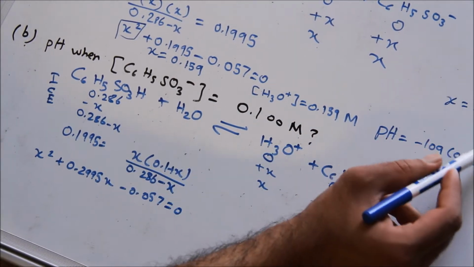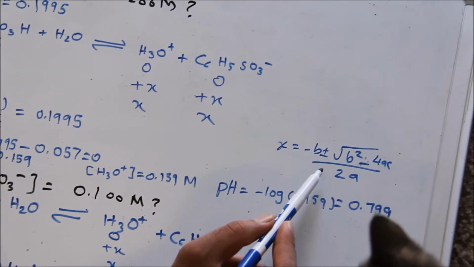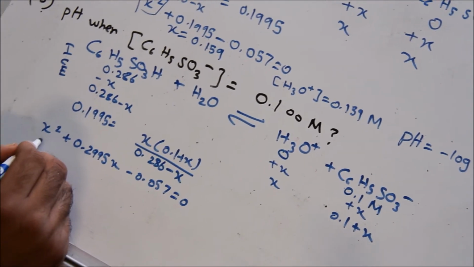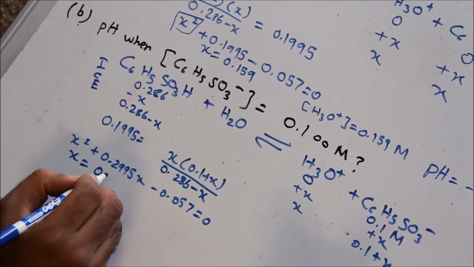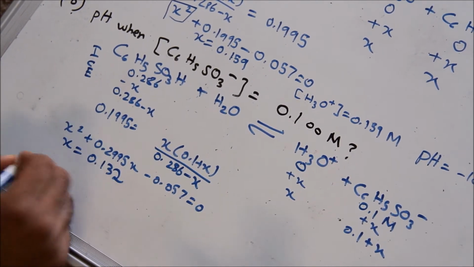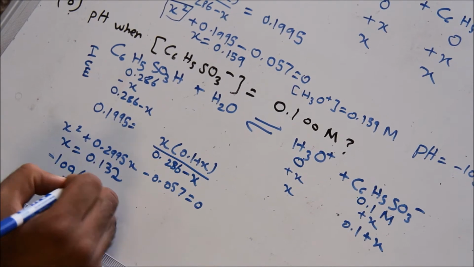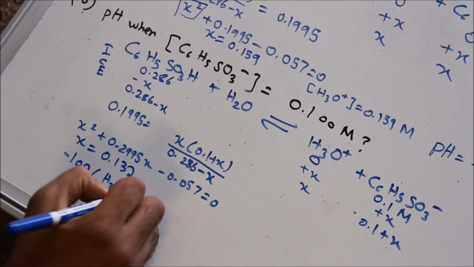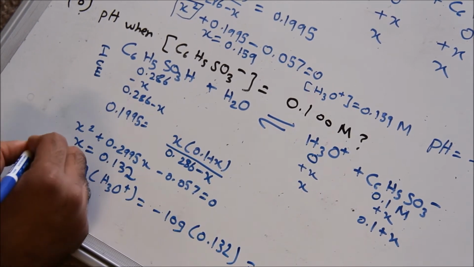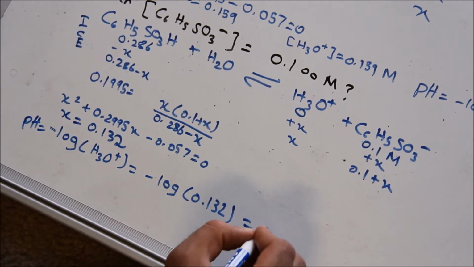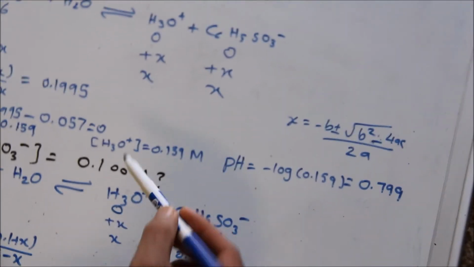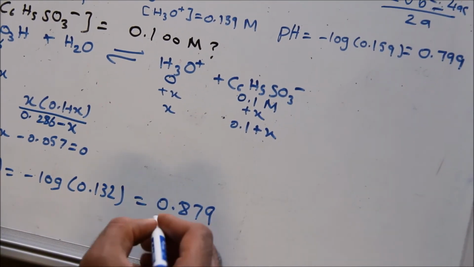So again, we can use the quadratic formula, or we can just use a calculator that can solve quadratic equations. That's what I did. And again, the positive one is 0.132, and so this again is the H3O plus concentration. I can just plug this into the negative log of H3O plus, which equals the negative log of 0.132. That's our pH, and that will equal 0.879. We can see that the pH has increased from our 0.799 by adding the basic salt, and that's our final answer.